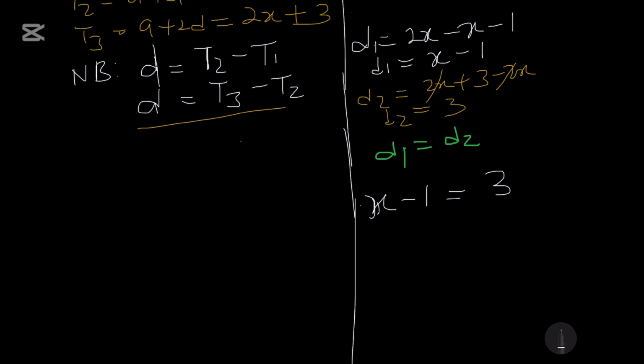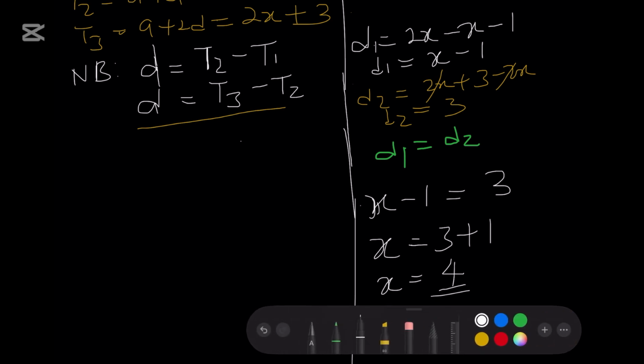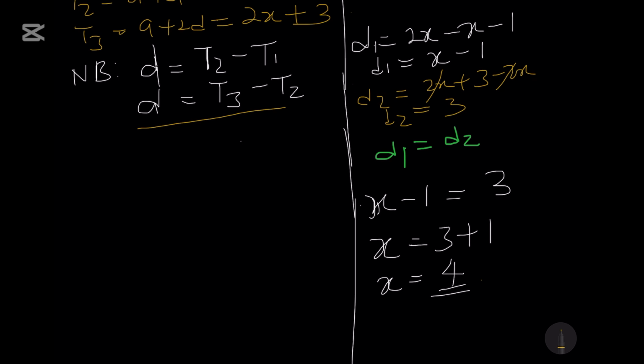So we have a simple linear equation, so we can find the value of x. x is equal to 3 plus 1, so our x is equal to 4. So the value of x which you were told to look for is 4. So now let's generate the terms.